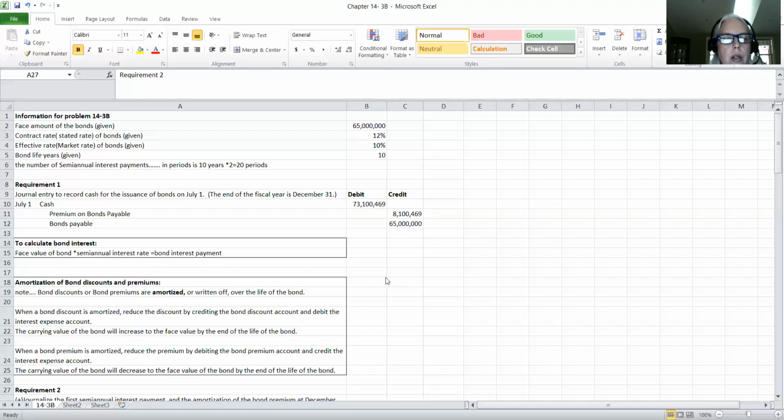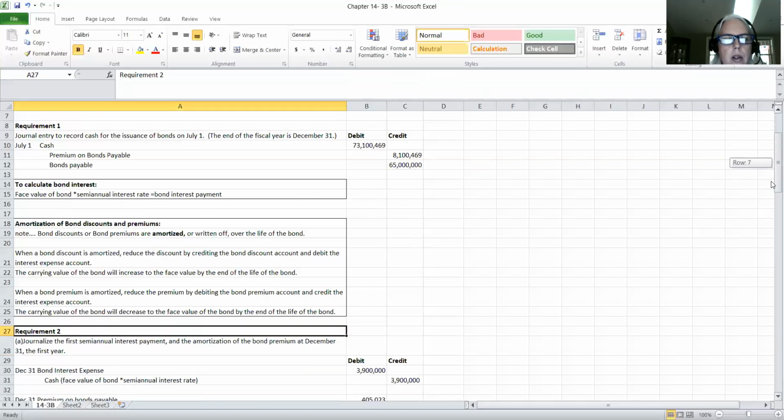Also, we will amortize any premium or discount over the life of the bonds. We also talked about this a little bit in one of the previous videos that we've done. But when we amortize something, we're writing it off, and we're going to write it off over the life of the bond, which is really 10 years or 20 interest periods, if you want to think of it like that.